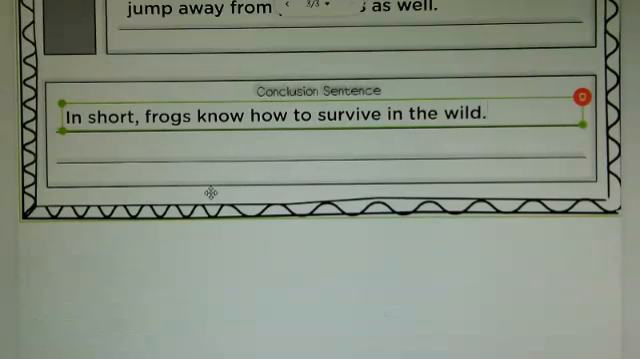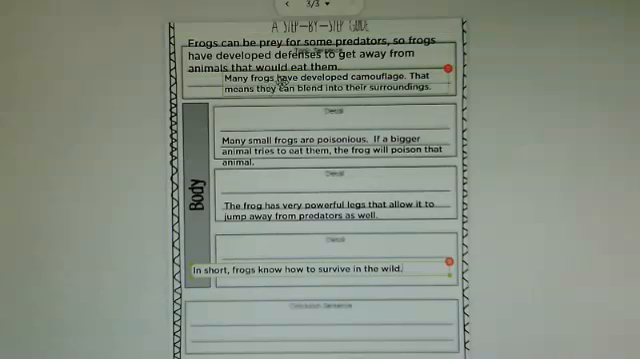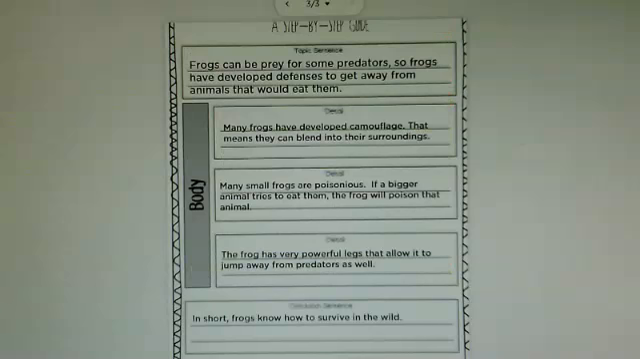Okay, so after thinking about it for a couple minutes, I went ahead and came up with this one. In short, frogs know how to survive in the wild, which is exactly what this paragraph was all about. So I'm going to make it smaller so we can see the whole thing. Uh-oh, I lost part of it. What happened? Oh, here we go. All right, technical difficulties. There we go. Everything's back where it should be now. So all in all, I have a fairly good paragraph going on here. I'm going to make it bigger so you can see it all. Hang on. I'm going to read the whole paragraph to you.